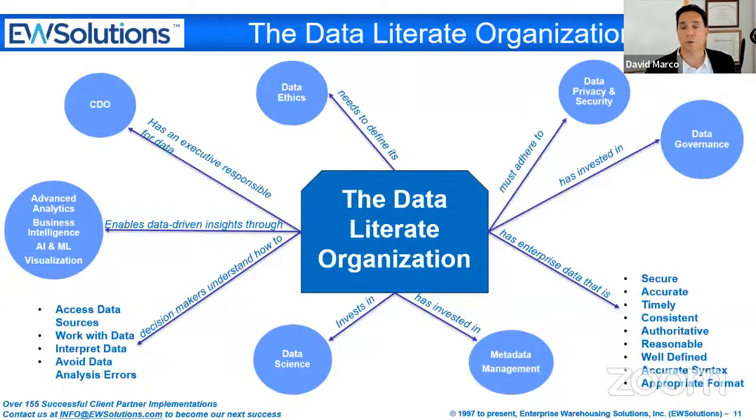Great data governance programs ensure that our data is accurate and timely and consistent and has an authoritative source, is reasonable, well-defined, has the correct syntax and the right formats. My goodness, what do they not do? Data governance does so much, and data literate organizations adhere to this. If you have inaccurate data, you're not data literate because you really can't trust it.